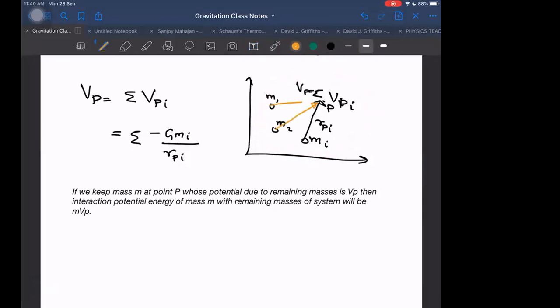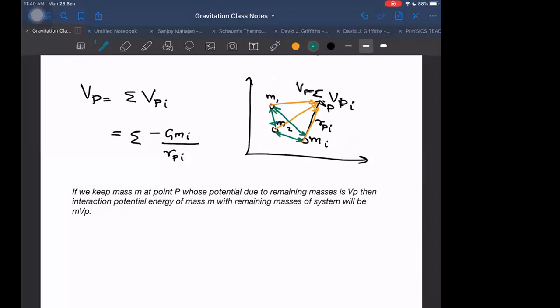It includes only such combinations here. But it does not include M1 and M2, M2 and M1, M1 and M1, etc. These, the green ones, it is not including. So therefore, the total potential energy will be more than this.